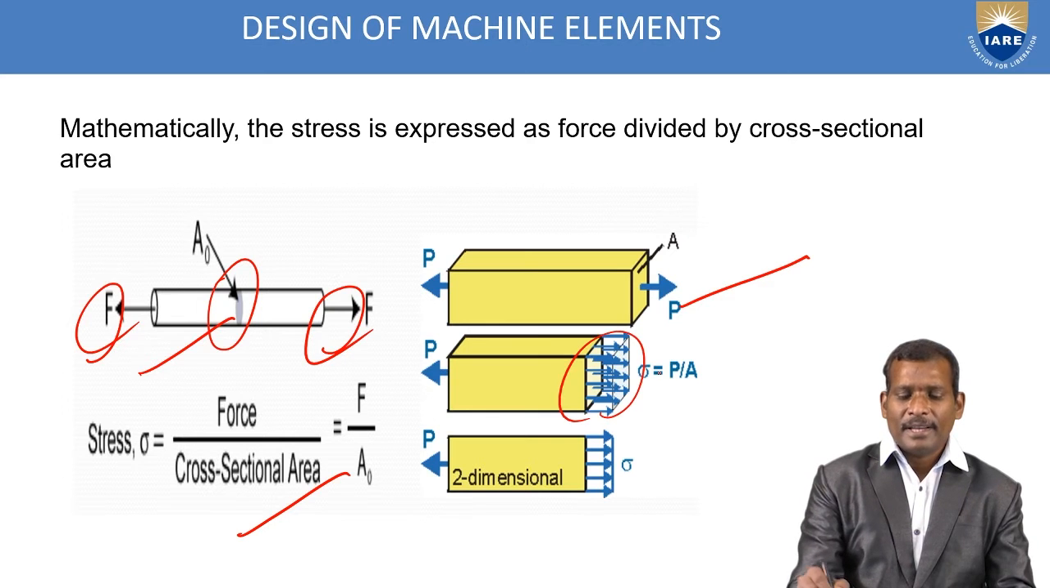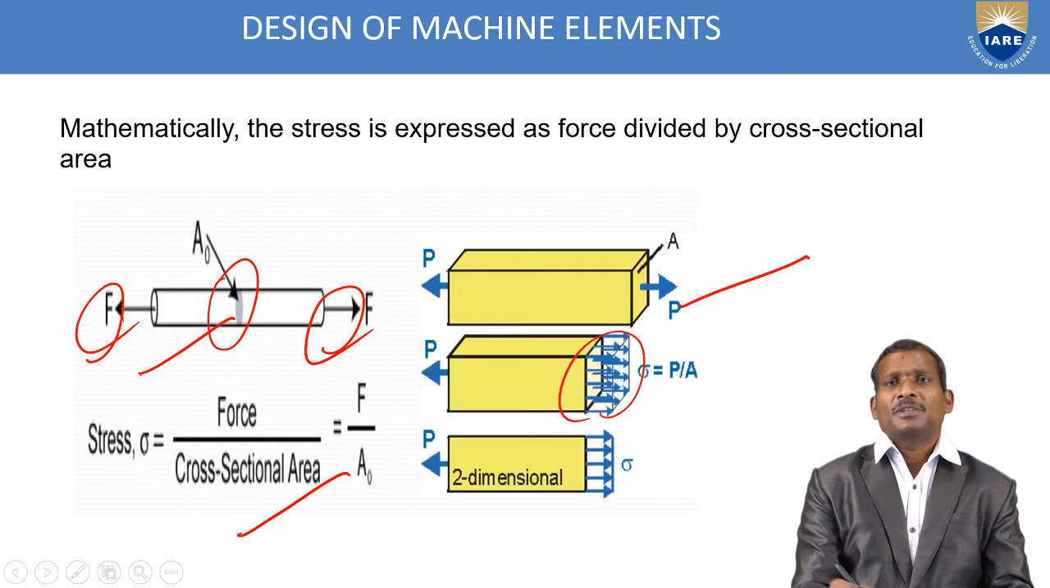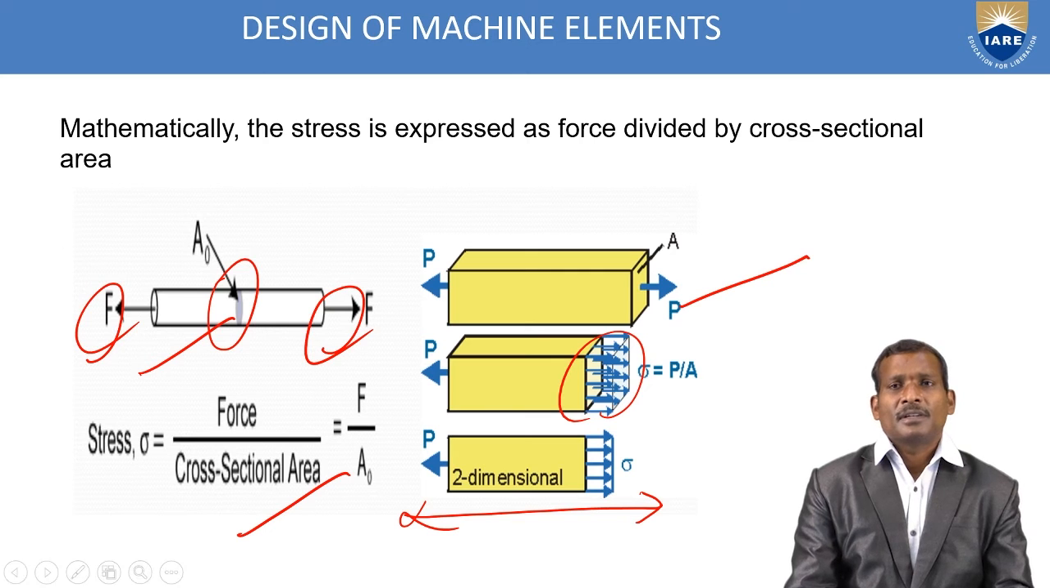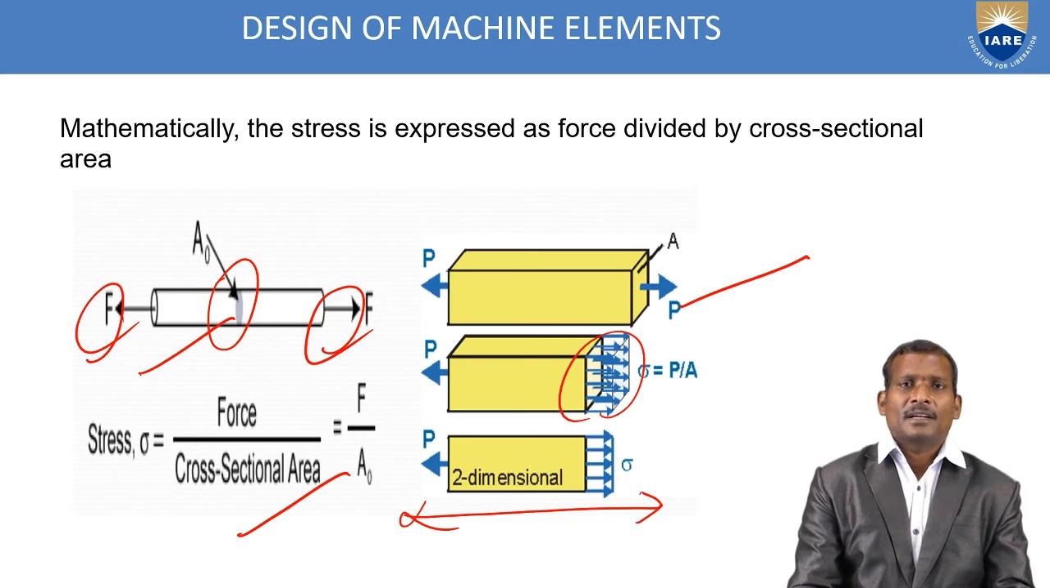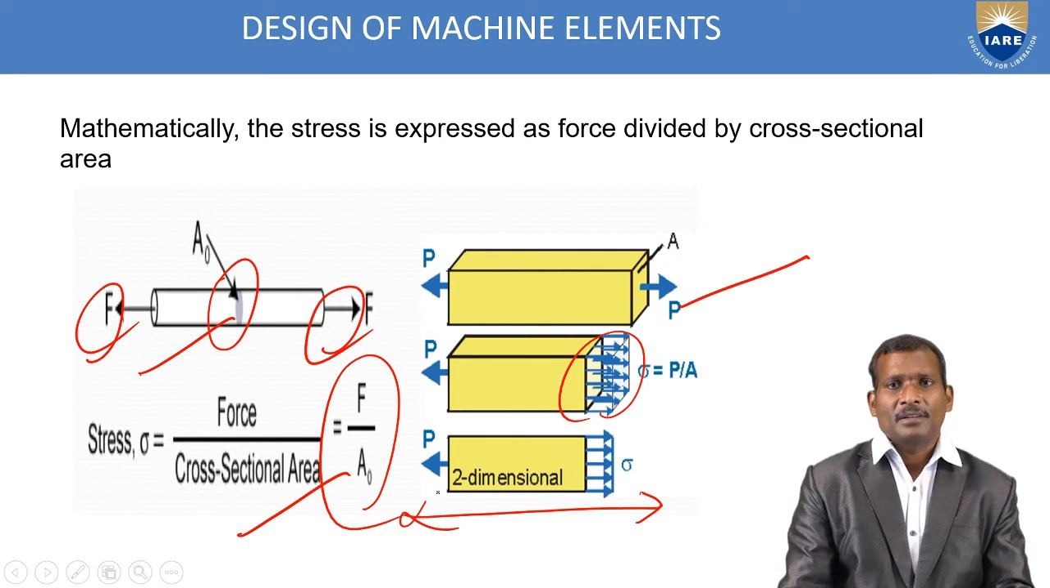These all are load carrying lines, the force carrying lines, uniformly distributed from one end to another end. Why? Because this is a uniform cross-section. So you can calculate stress by using this relation, force upon cross-sectional area.